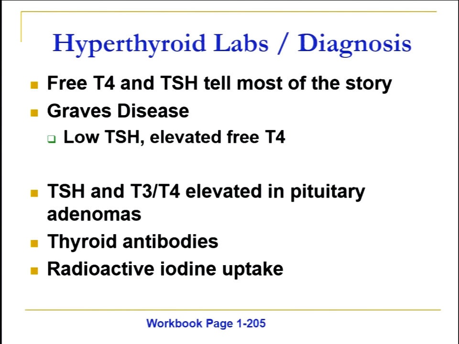Well, if you look at the labs, your TSH level and your free T4 can tell most of the story of what the patient has. Not all of it, but most of it. In Graves' disease, you're going to have a low TSH level and elevated free T4 level. Those elevated T3 and T4 levels in the body help turn on that negative feedback mechanism to the pituitary and shut off TSH production. If you have an adenoma in the pituitary gland, however, and this isn't Graves' disease, it's a different cause of it, you can see abnormally high TSH levels as well as elevated T3 and T4 levels.